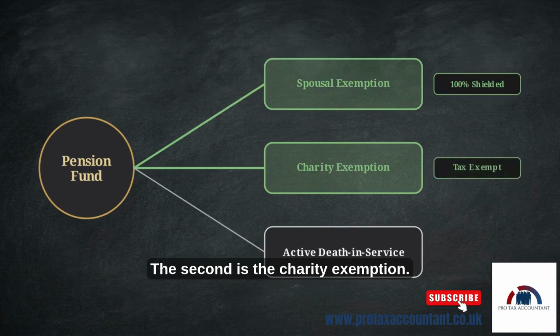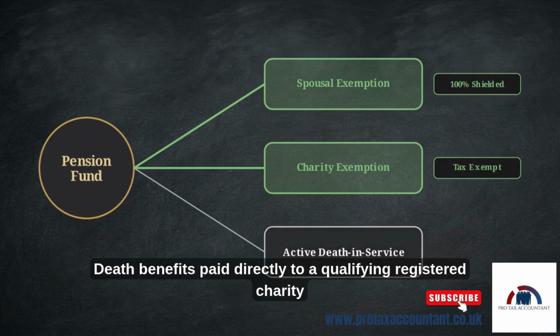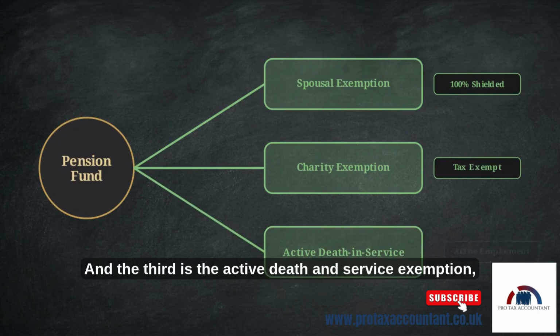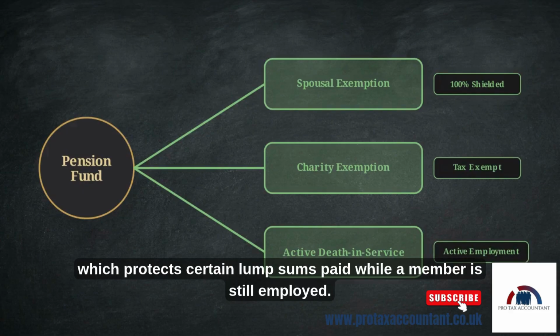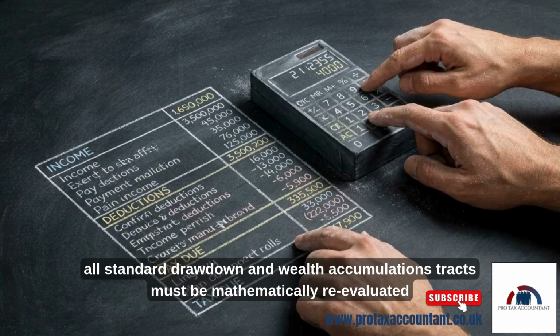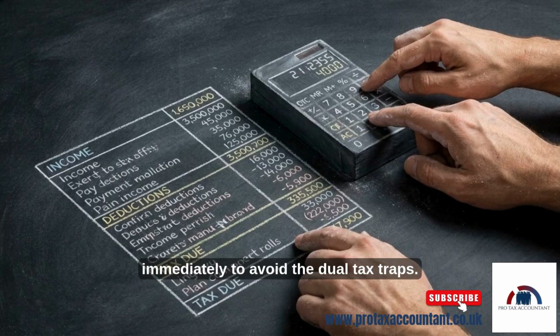The second is the charity exemption. Death benefits paid directly to a qualifying registered charity will not trigger an IHT charge. And the third is the active death and service exemption, which protects certain lump sums paid while a member is still employed. Outside of these specific exemptions, all standard drawdown and wealth accumulation strategies must be mathematically reevaluated immediately to avoid the dual tax traps.